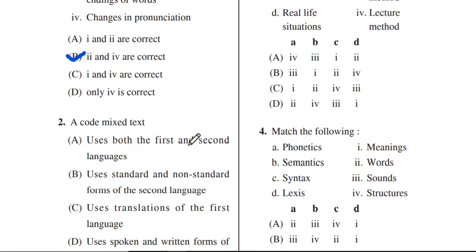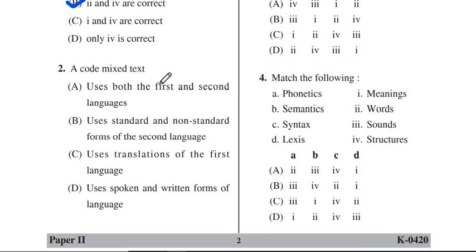Next, second one, a code mixed text. Here we have options: uses both the first and second languages, uses standard and non-standard forms of the second language, uses translation of the first language, uses spoken and written forms of language. For this, the correct answer is A. Uses both the first and second languages. A code mixed text uses both the first and second languages.